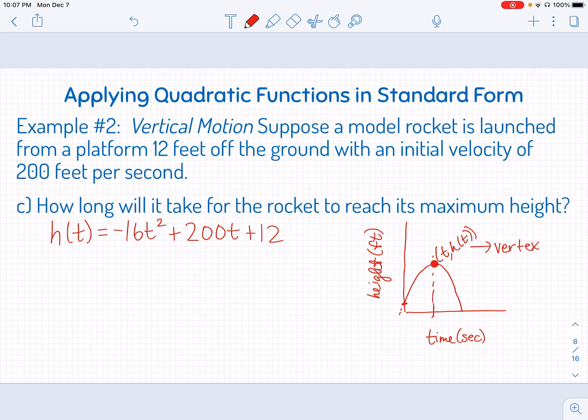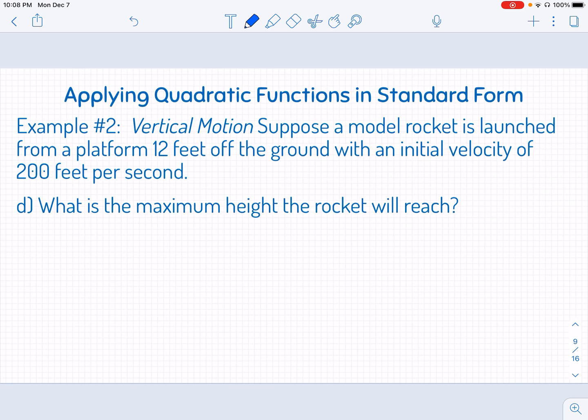So if I want to know how long, I'm just going to use the axis of symmetry equation. And I'm going to say, okay, so t in this case, because that's the independent variable, is negative b over 2 times a. So I'm going to type in, and you might need to be careful with parentheses depending on the calculator you're using, negative 200 divided by negative 32, because 16 times 2 is 32, and I get a nice clean 6.25 seconds.